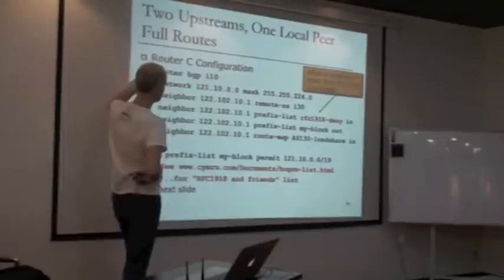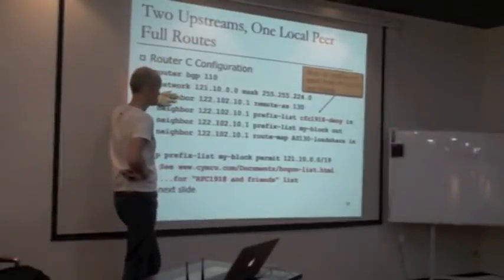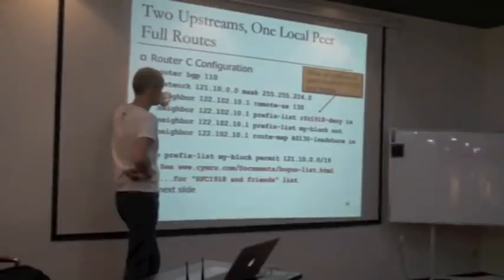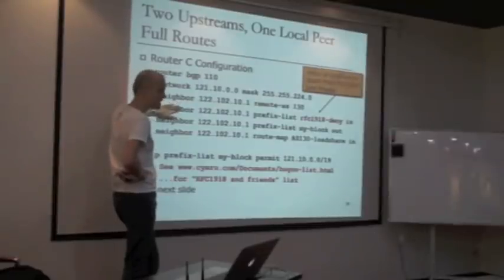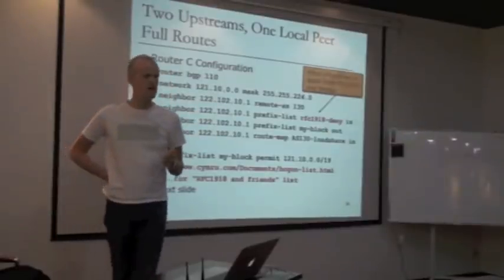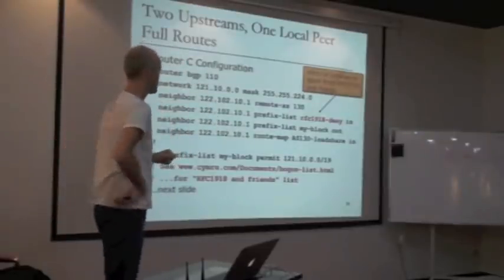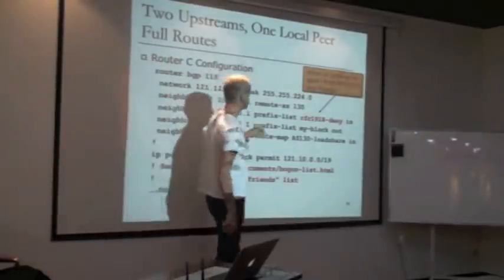Okay, router BGP 110, remote AS 130. We've got an inbound filter. Remember, I said always filter. So inbound, we're getting the full BGP table. Remember the list I showed you yesterday in the BGP best practices? All the prefixes that we should not hear. So that's that prefix list here.